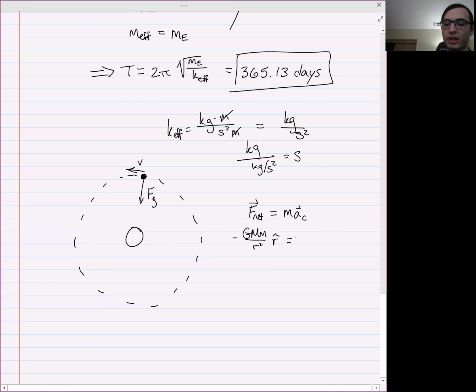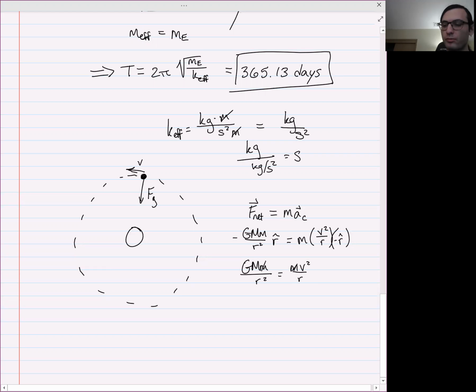And the centripetal acceleration, the magnitude is v squared over r, and the direction is r hat. It's negative r hat because it's pointing towards the center. Sorry, I need a minus sign in front of that r hat. So really what we're saying is that GMm over r squared is equal to mv squared over r, and then you can just solve explicitly for v.